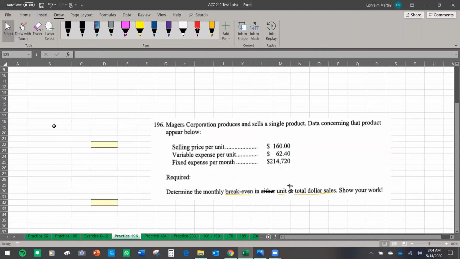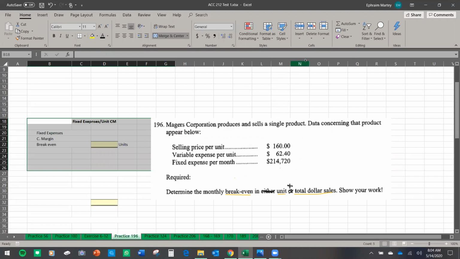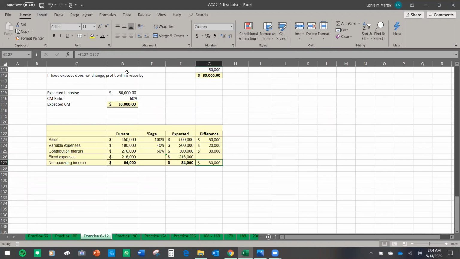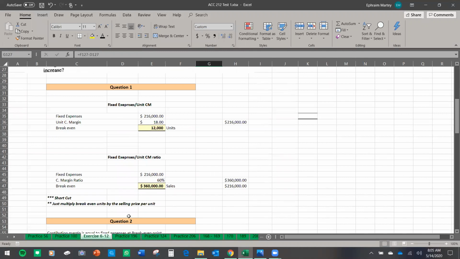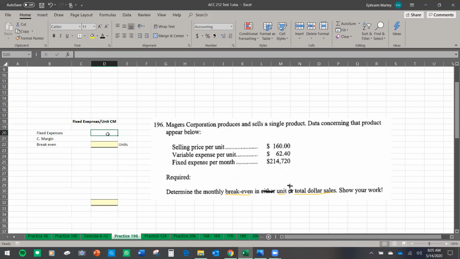So let's go ahead and I will reveal the formula for you to see quickly. We have already done something similar to this, so we're just repeating what we did, how we found this break even. We're just repeating the process. And since we have already done that, I will go a little faster. So what is our fixed expense? Right here, 214,720. And then our unit CM.